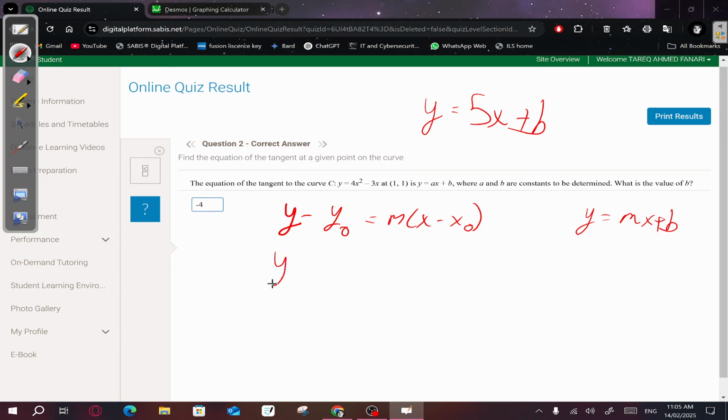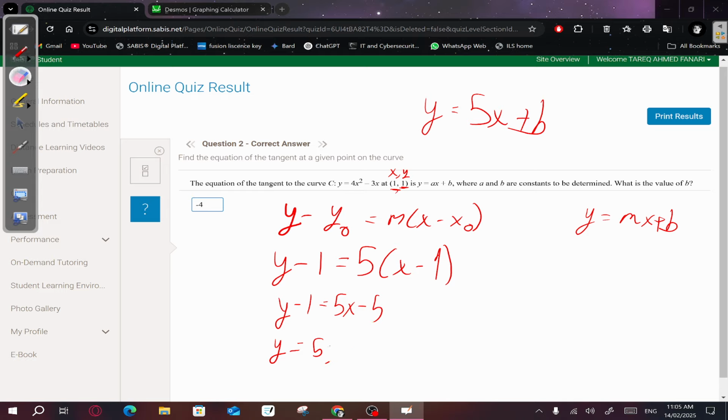Okay, so y minus, you substitute in your notes. Y is 1, and x is 1. Remember, it's x comma y. M is 5. X minus x naught is 1. Okay, so y minus 1 is equal to 5x minus 5. Y equals 5x plus or minus 4, sorry. 5x minus 4. And this is the answer. B is going to be minus 4.